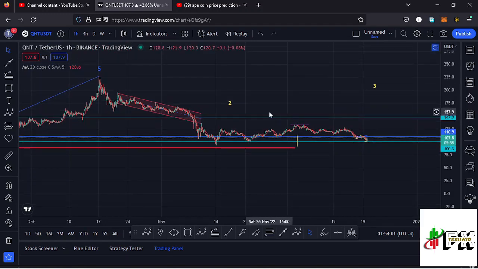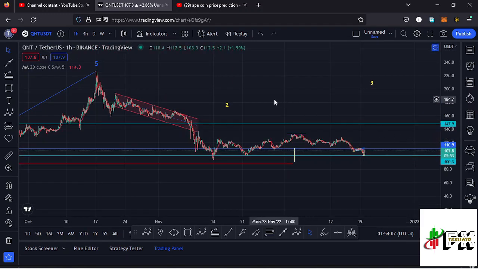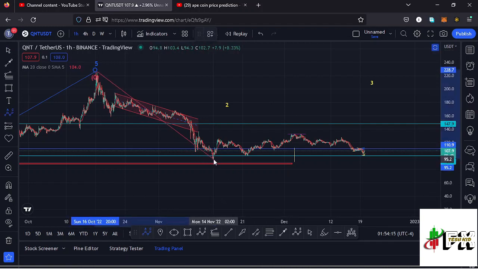In the formation of a second wave, there are two possible ways that I can have that ABC corrective structure here on the Quant chart, and the very first way to have that ABC corrective structure is having this as a massive wave A.